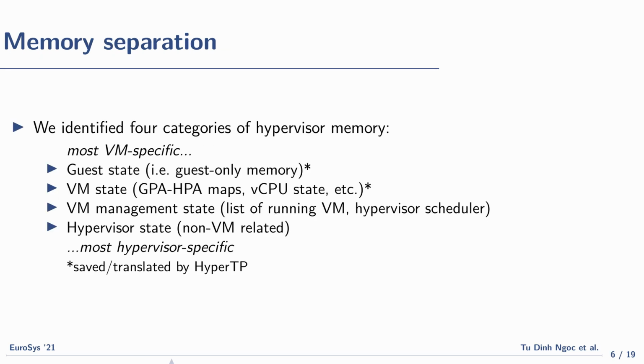For the principle of memory separation, we identified 4 categories of hypervisor memory. These categories range from the most VM-specific states, like guest memory, which does not concern the host, then the states that partially involve the host, like VM memory maps, and also there are states that are hypervisor-only and not related to VMs at all. We identified that the first 2 categories of states are needed to reconstruct a VM on another hypervisor, so these 2 categories need to be saved and translated in HyperTP.